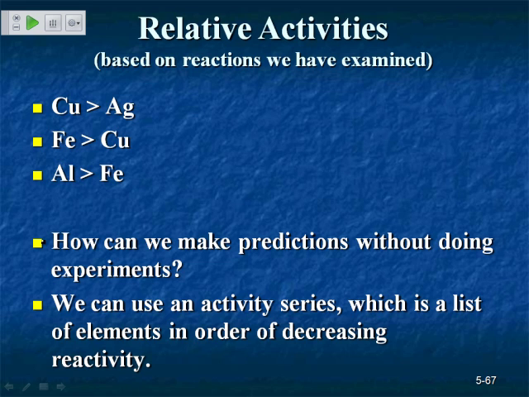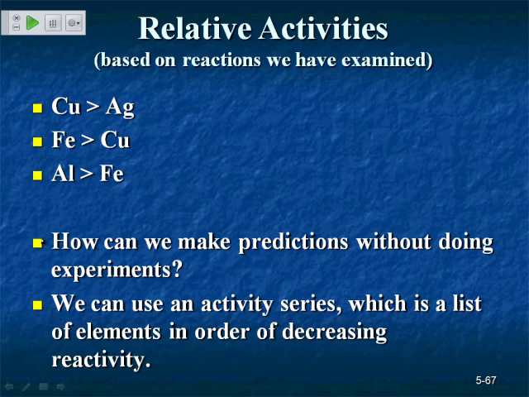So from these 3 reactions we have observed, we can say copper is more reactive than silver, and from the iron and copper Statue of Liberty reaction, we can say iron is more reactive than copper. And the first reaction we have seen, aluminum and iron, aluminum is more reactive than iron. These are the 3 observations we have made.